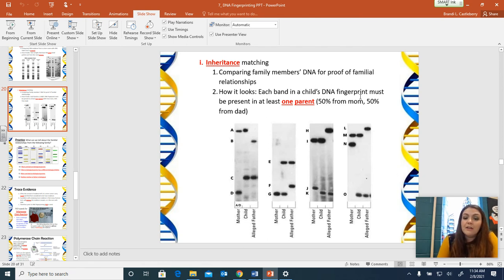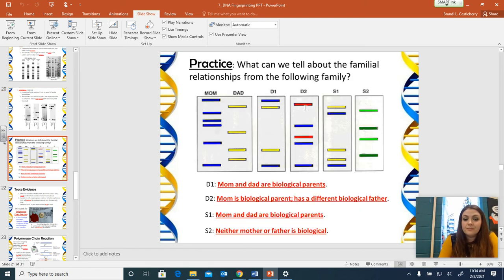So how it looks, each band in a child's DNA fingerprint must be present in at least one of the parents. 50-50 is usually about it. It's not always completely 50-50 in your quick DNA fingerprint. It should be about 50-50, and they shouldn't have any bands that don't match one of them.